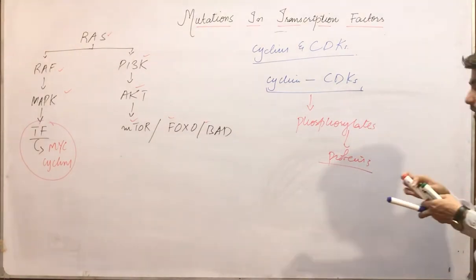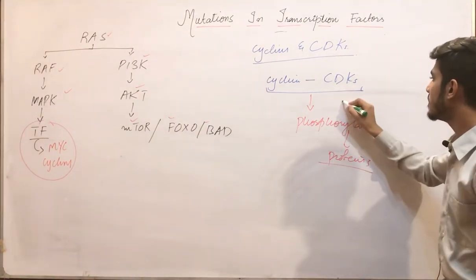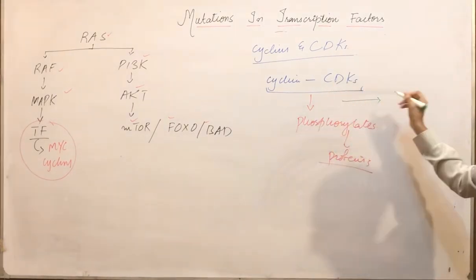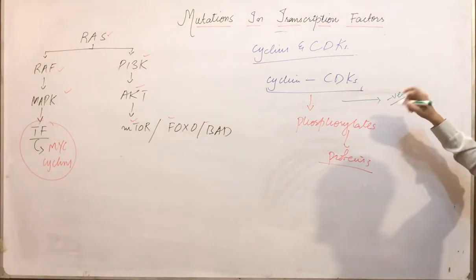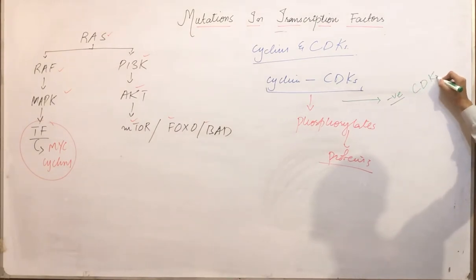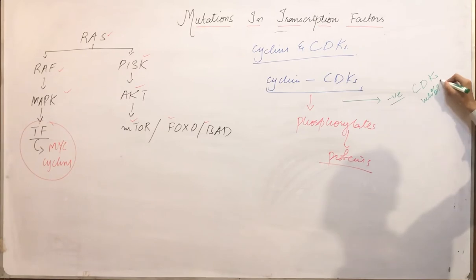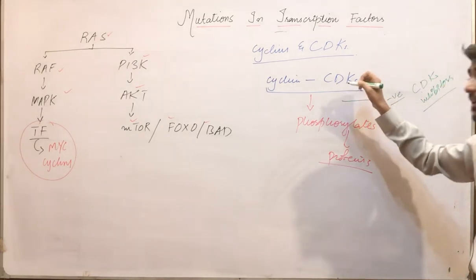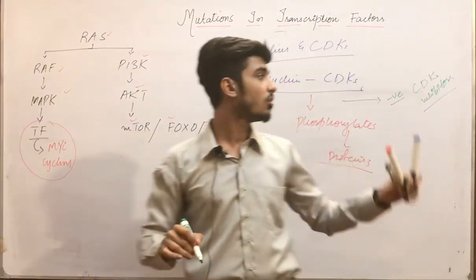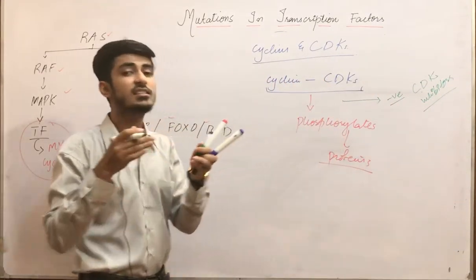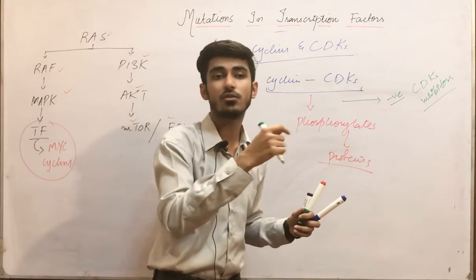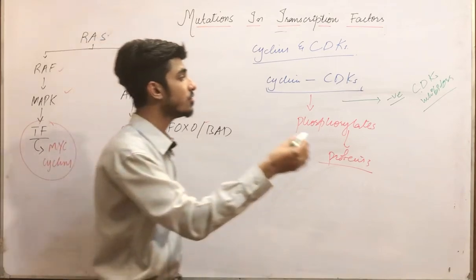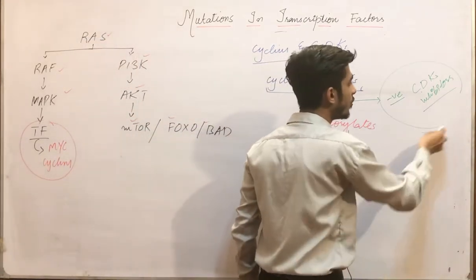And normally one more thing is present here: as I already told you, all genes are negatively regulated. So this pathway is also negatively regulated by cyclin dependent kinase inhibitors, those that inhibit the cyclin dependent kinases. They normally inhibit these so that the cell cycle may not progress very fast or over-proliferate. So they are the negative regulators that are normally present.